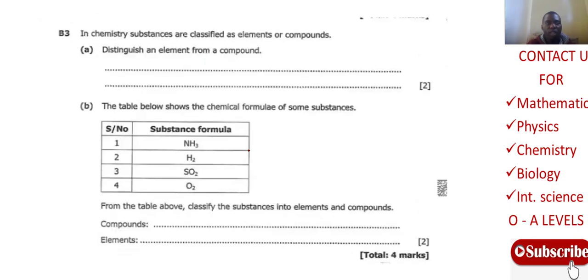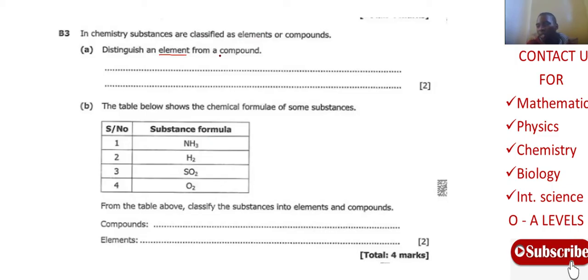Proceed. In chemistry, substances are classified as compounds or elements. Okay, so in chemistry, those are the separations there. So we should be able to remember that an element is a pure substance which cannot be split into two or more simpler substances. Okay, once we know the definition, then we can tell the differences. So here, the two things that you are interested in is distinguish, they're talking about an element.